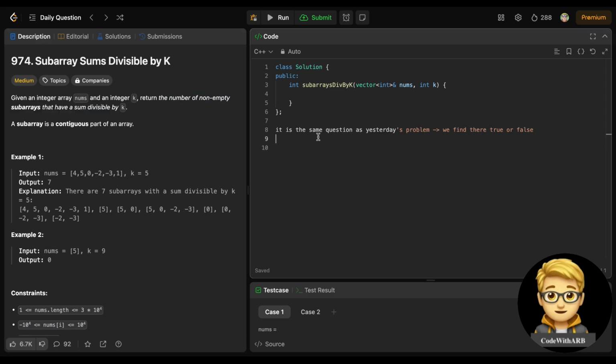divisible by k. Here we need to find the total number of non-empty subarrays, right? So it's the same problem, and let's see the first example.